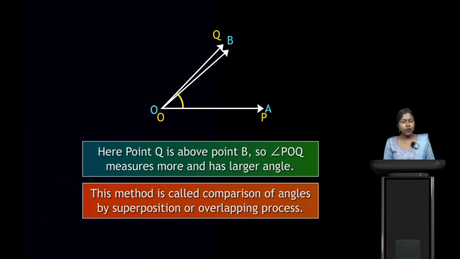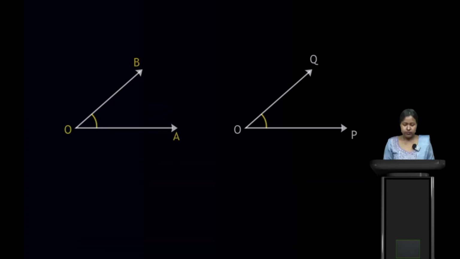Okay. So this method has a name. What is the name of this method? The method is called comparison of angles by superposition or the overlapping process. It means when you overlap or merge them, you will notice which one is above the ray, right? Whichever is above the other one, that one is the greater one. Okay.